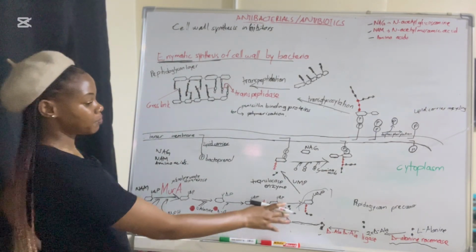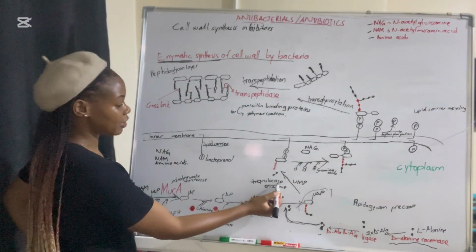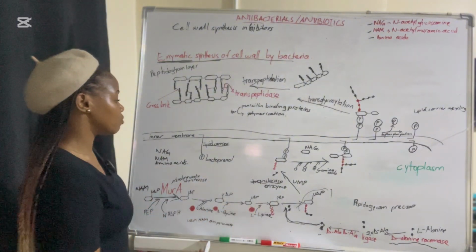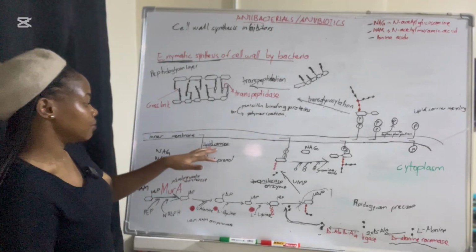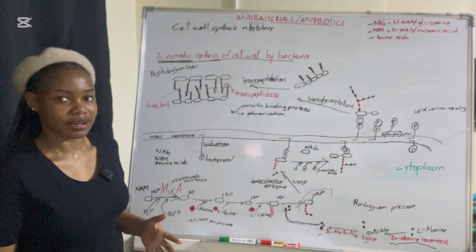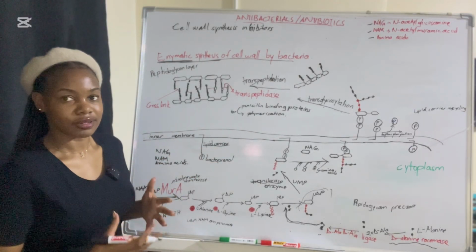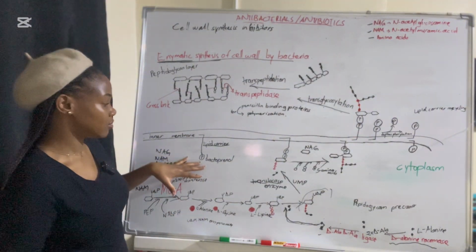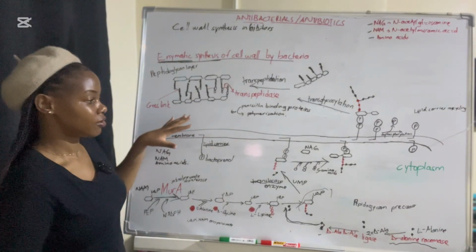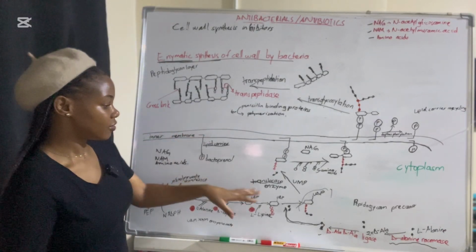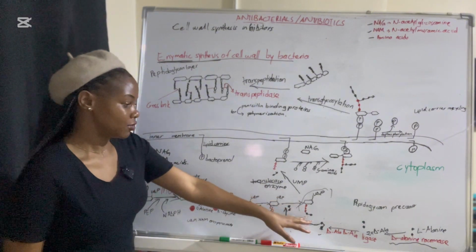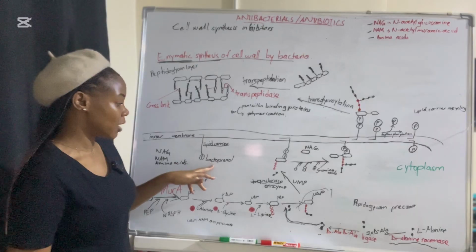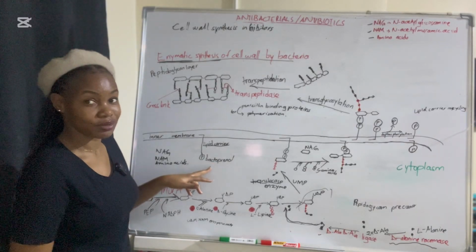From there, this peptidoglycan precursor, with the help of an enzyme, translocase, is added to a lipid carrier. What is a lipid carrier? A lipid carrier is a molecule that transports the peptidoglycan precursor from the cytoplasm to the outside of the membrane. So this enzyme translocase adds the peptidoglycan precursor to the lipid carrier, also known as bactoprenol. Bactoprenol, get this word.